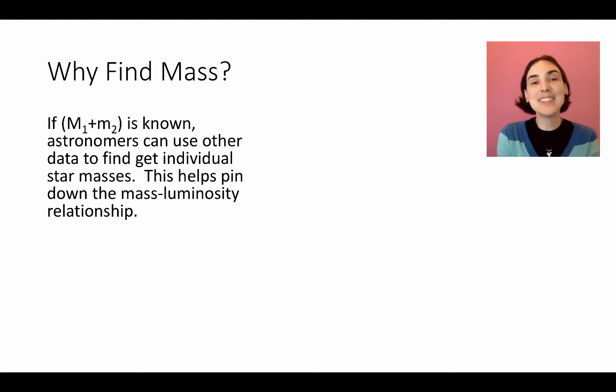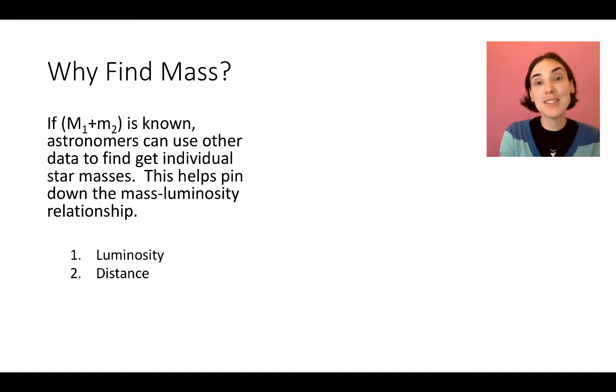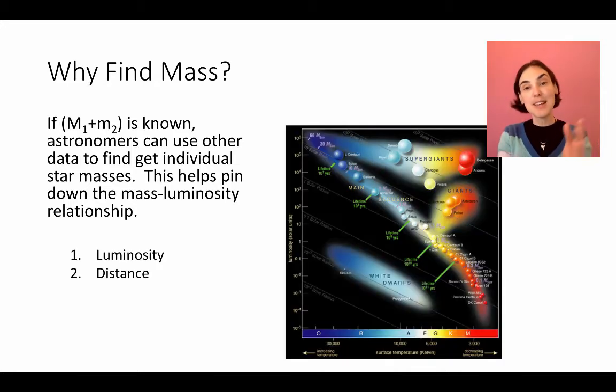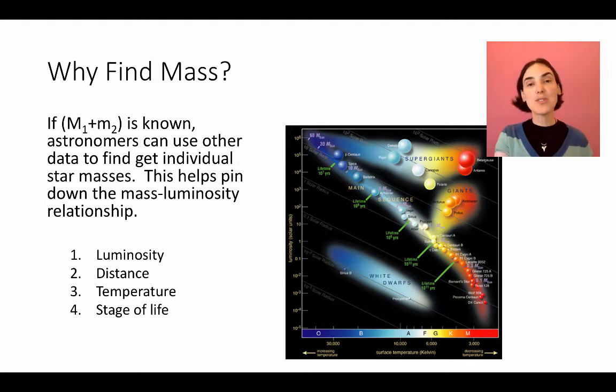It helps to pin down the mass-luminosity relationship that's so important in this HR diagram. This will help us find the luminosity of stars and their distance from the Earth, and not only that, but also their temperatures and stages of life. So the goal of all of this is to figure out the sum of the masses of the stars in a double star system so that they can be studied and used to refine our knowledge of this relationship.